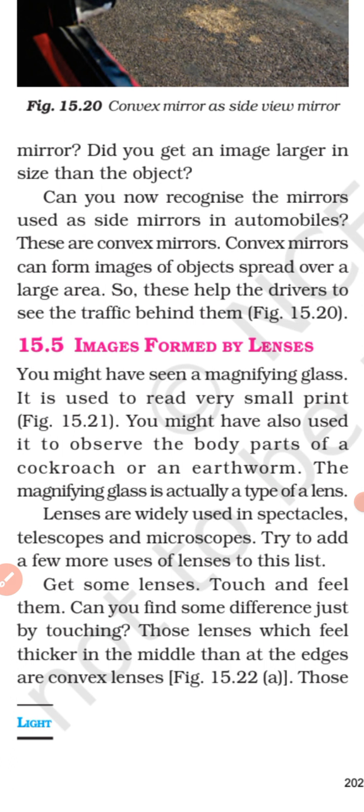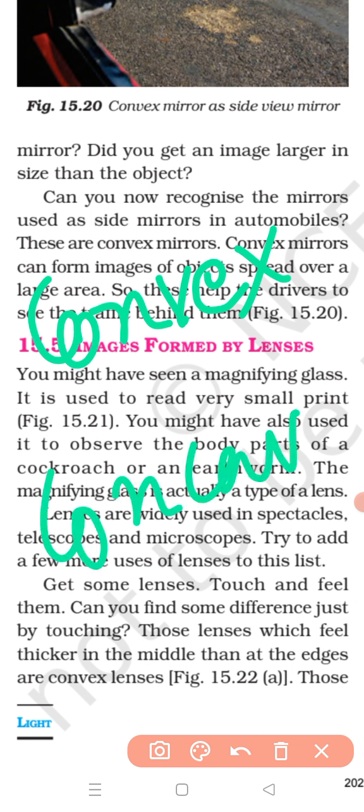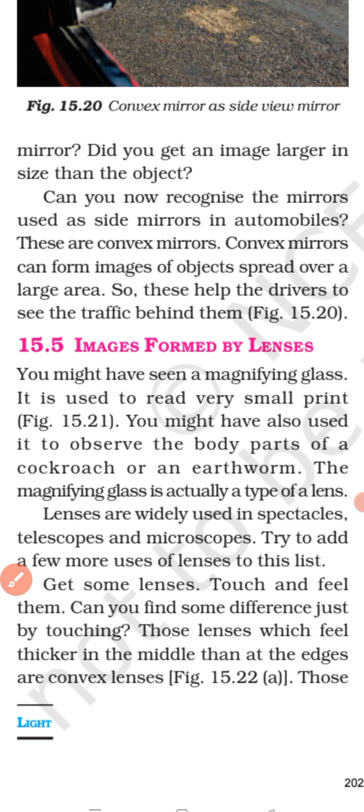Now there are two types of spherical lenses. Just as we have learned in the case of mirrors, spherical mirrors are of two types, concave and convex mirrors. In the same way, lenses are also of two types. One is convex and one is concave.